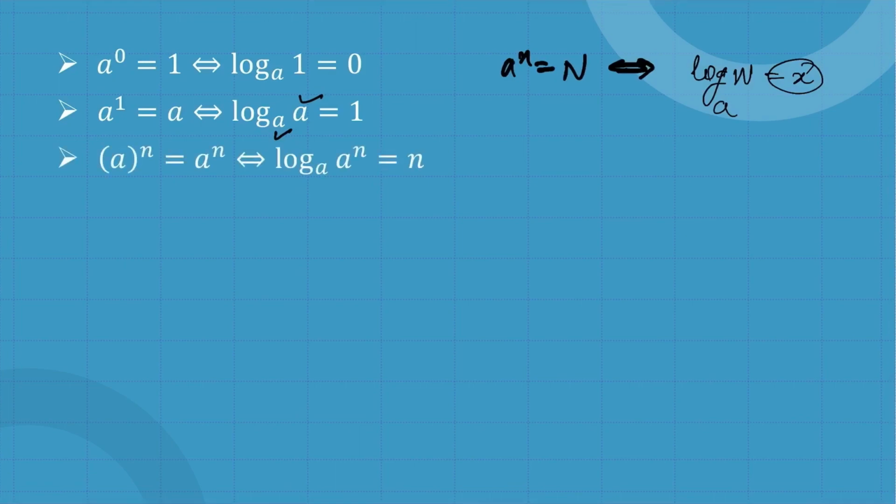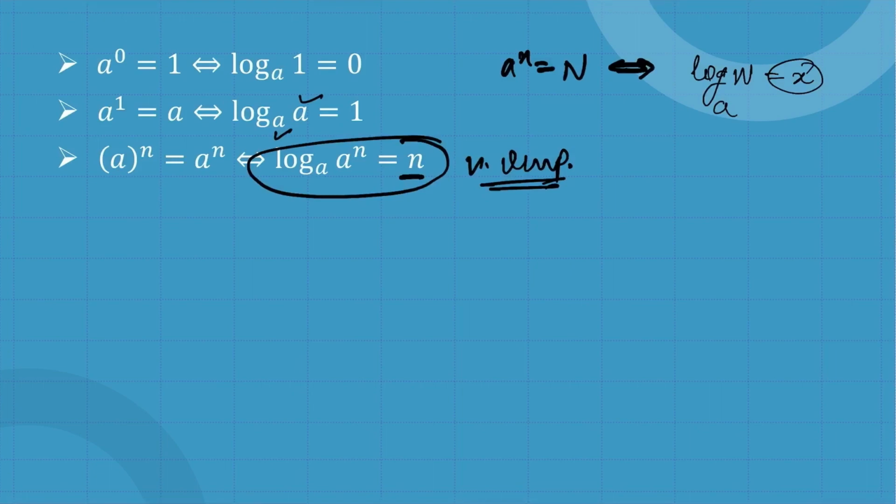Third one: a raised to the power n, in brackets, will be equal to a to the power n. When we apply the definition of logarithm, we find that log of a raised to the power n with the same base will be equal to n. This is a very important result. We will use it to solve many problems. So we understand some of the basic important results about the exponent and how we correlate them with the logarithm.